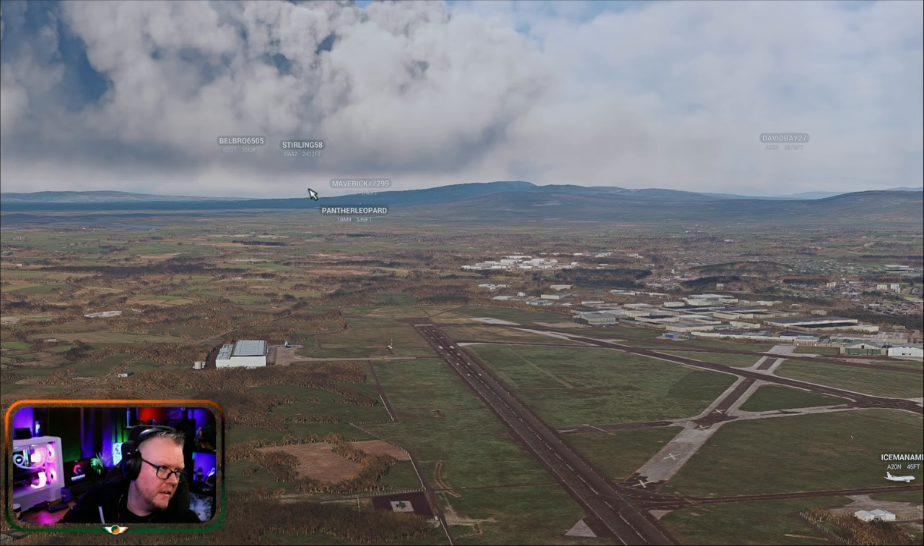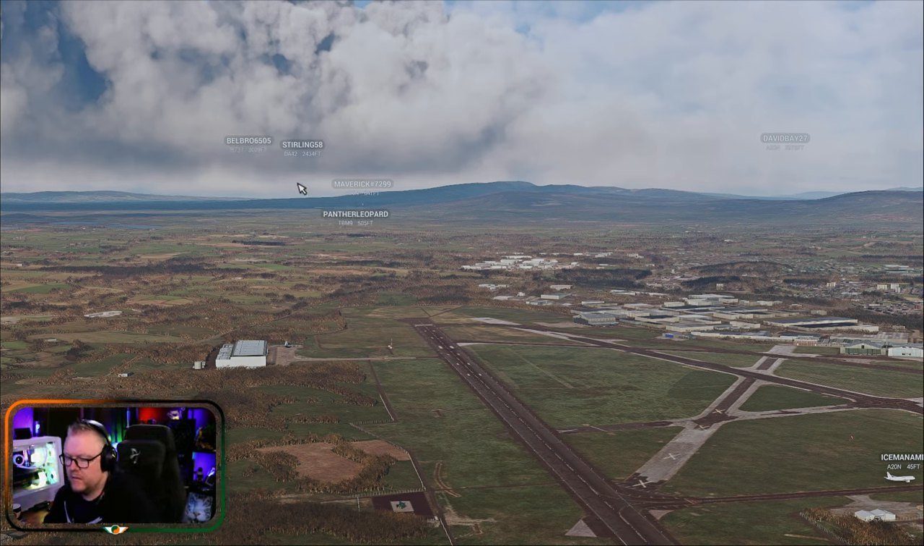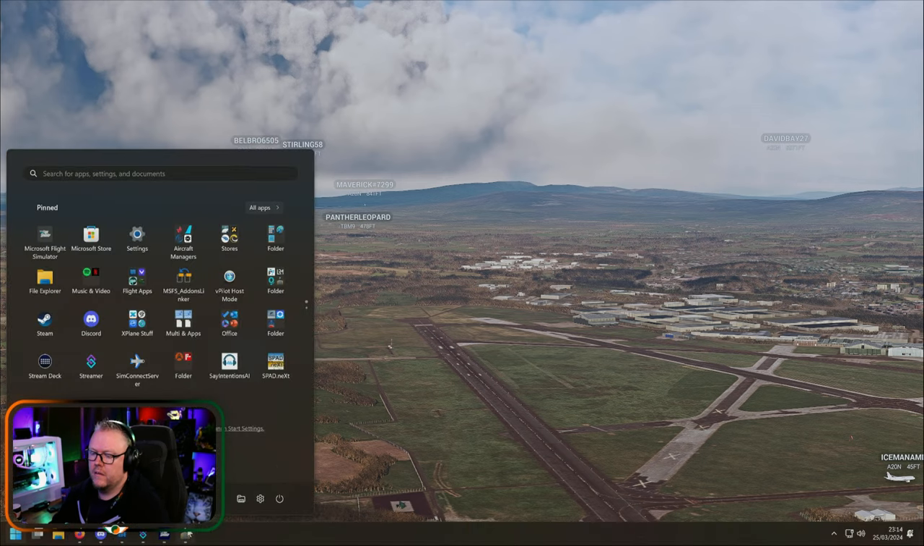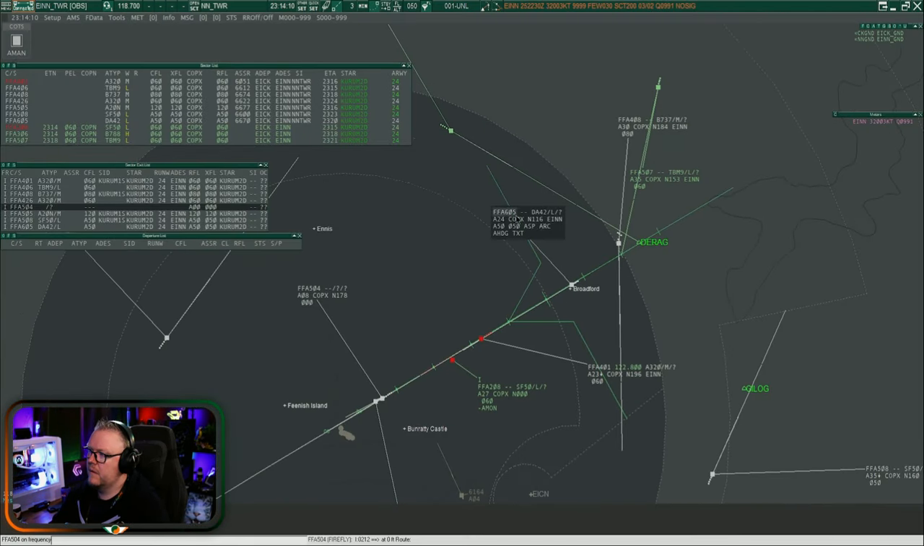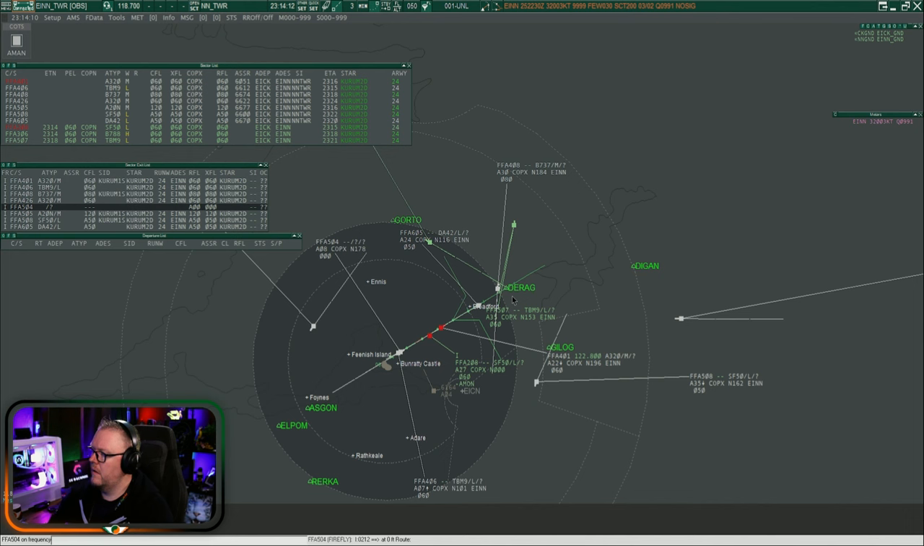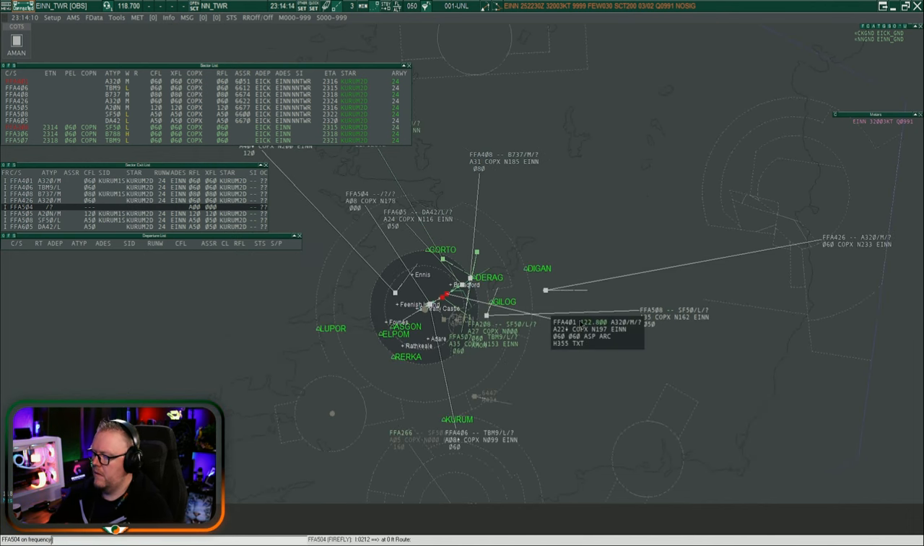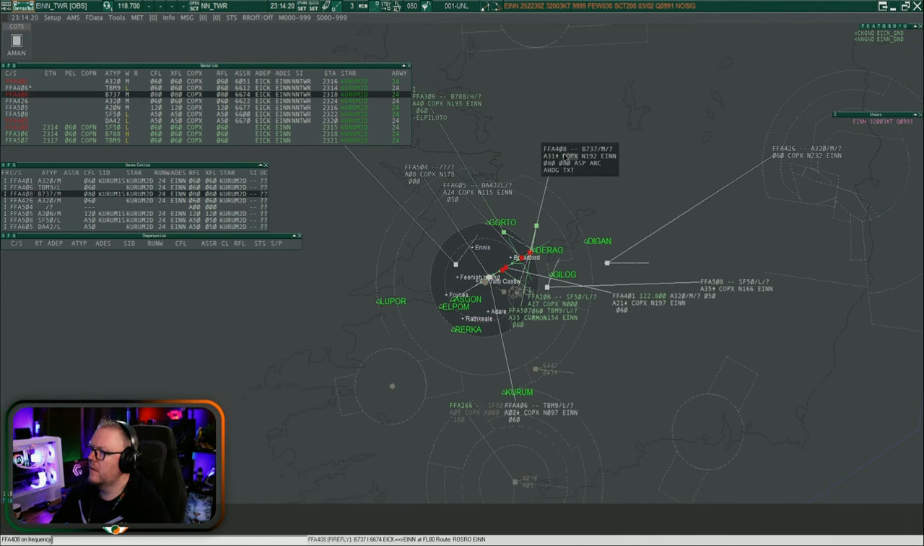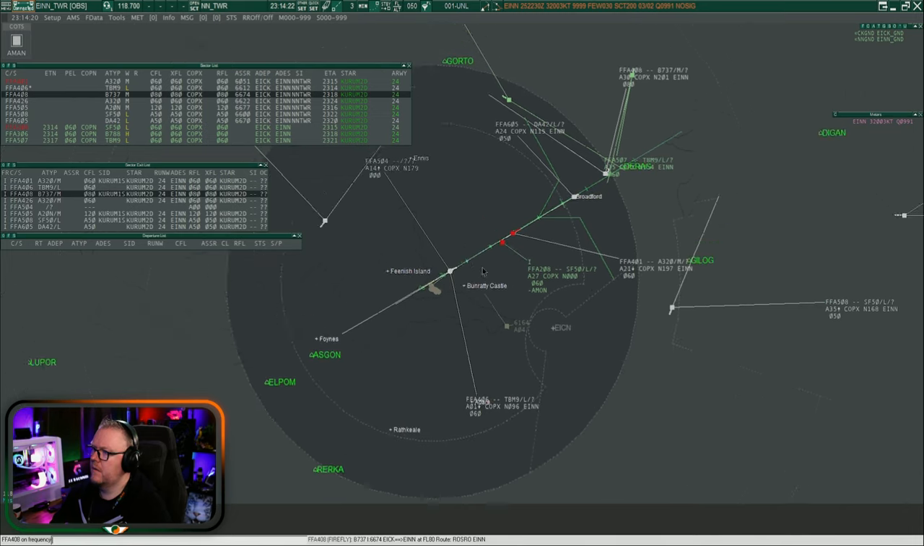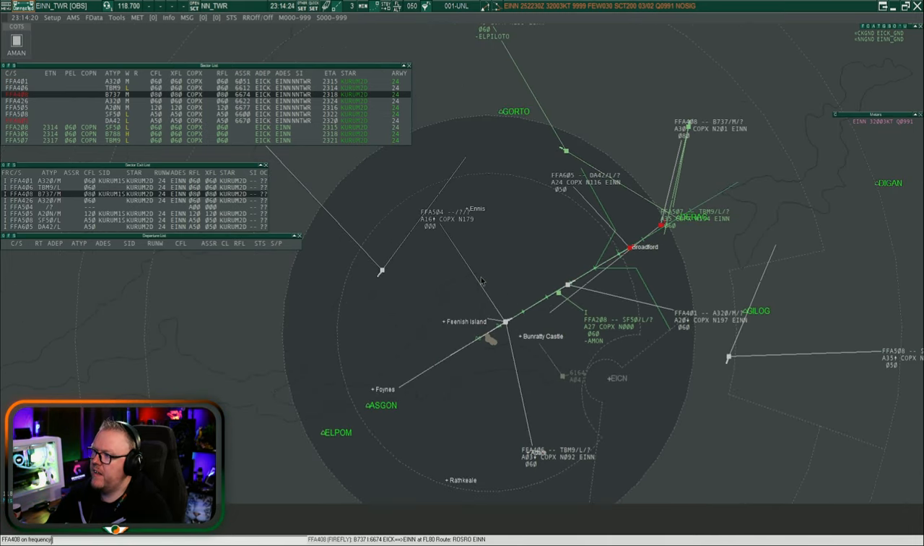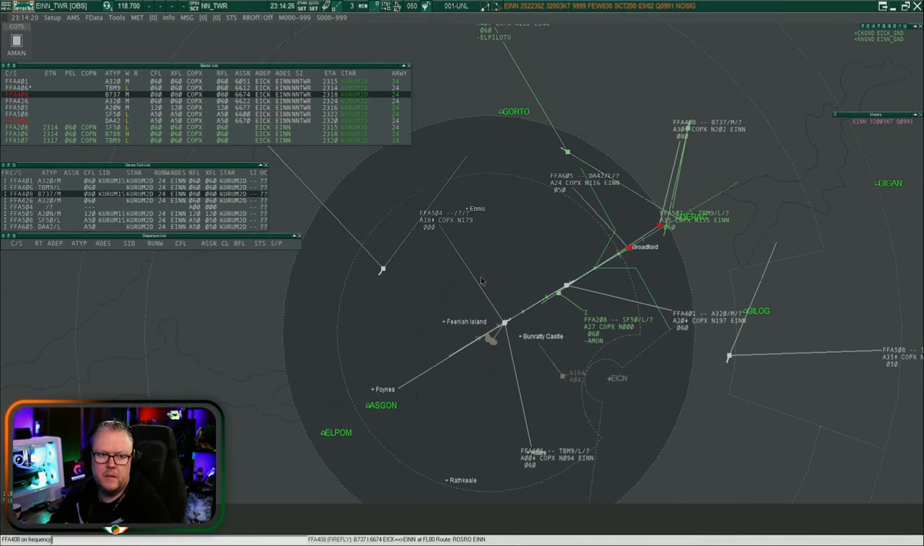Shannon Tower, Firefly 426, continuing direction 090, just checking that's correct. Firefly 426. Firefly 426, roger. I'll call you back in 2 minutes. Firefly 504, Shannon Tower.